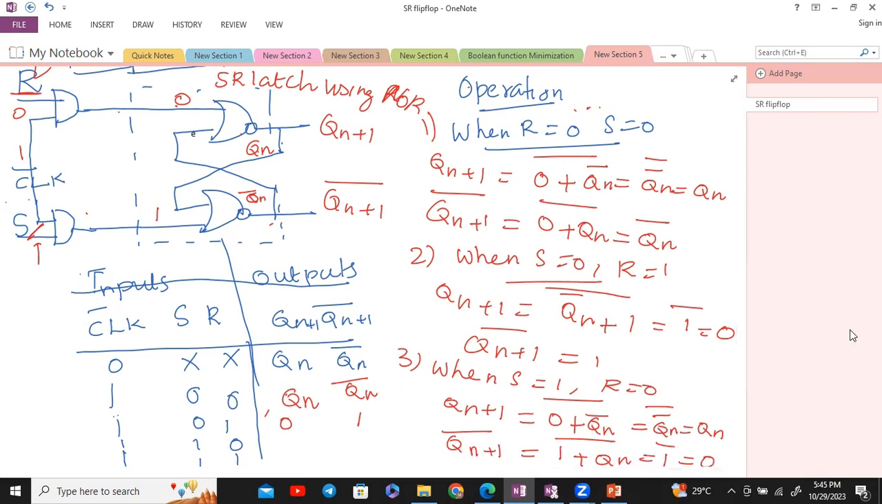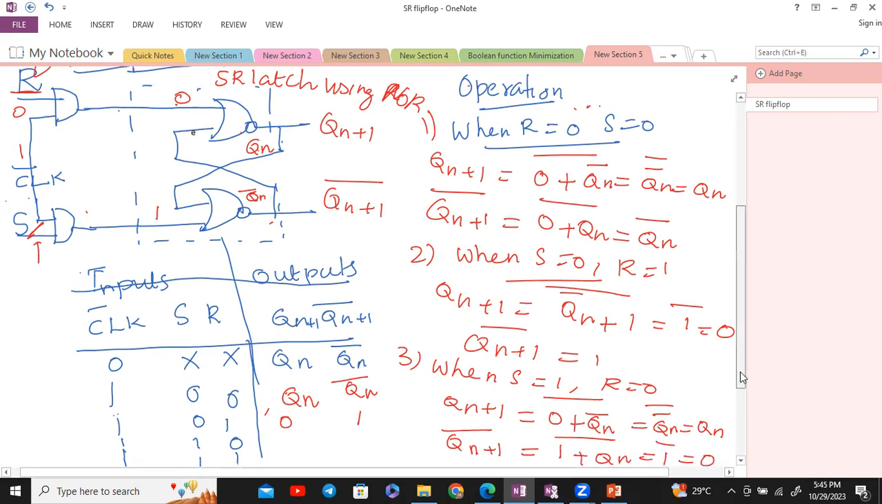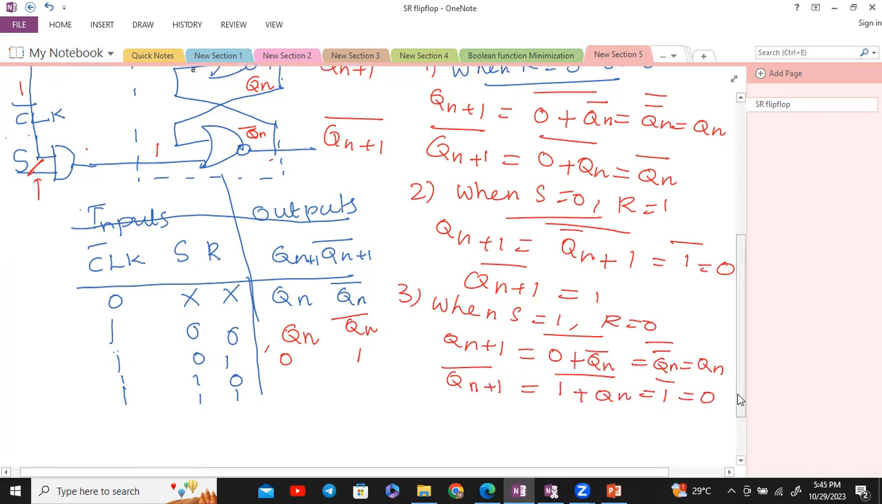Now you are getting the Qn plus 1 bar, the complemented output, is 0. So definitely, then what should be the present state? It is Qn plus 1 is 1. Okay, its complement. So what you'll be getting here in our truth table, you have 1 here and it is 0.